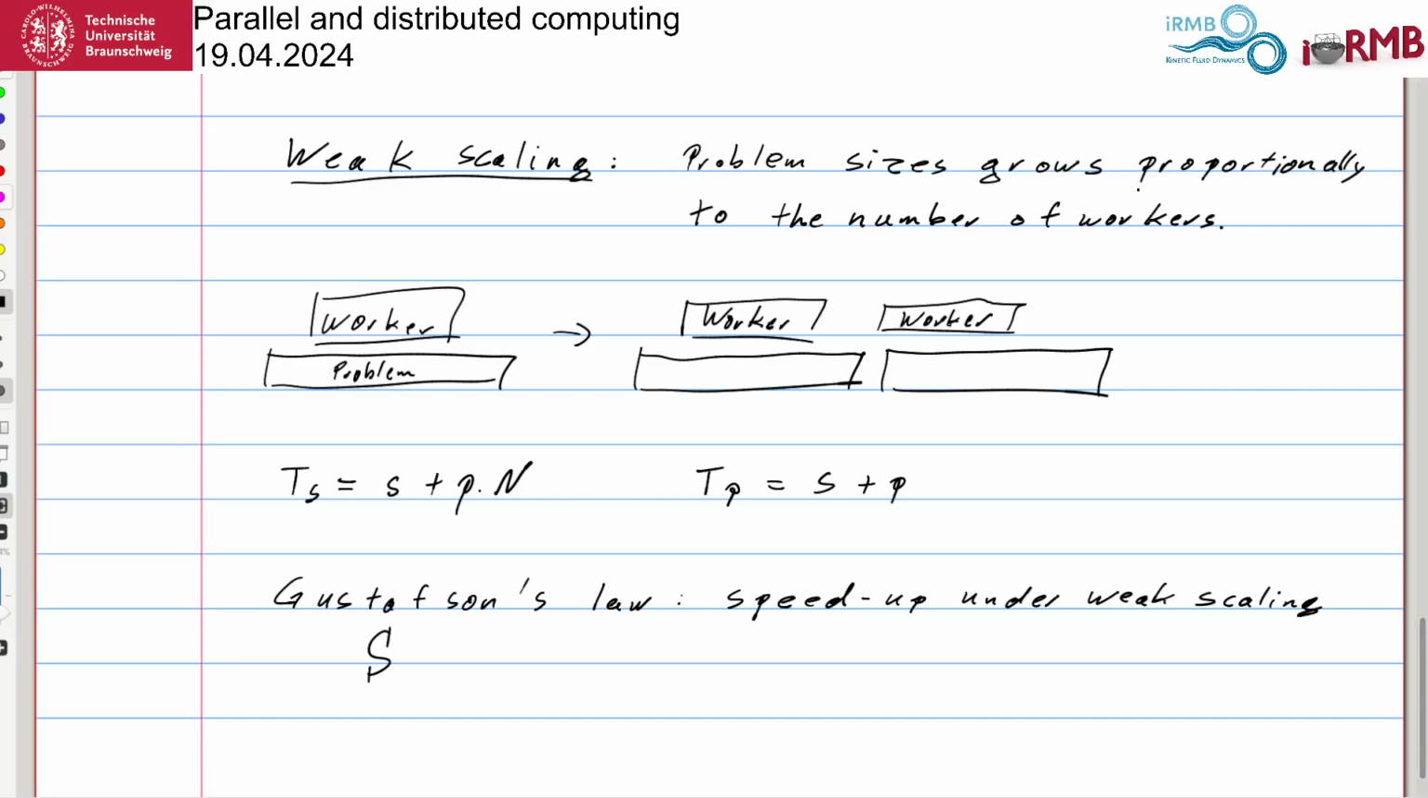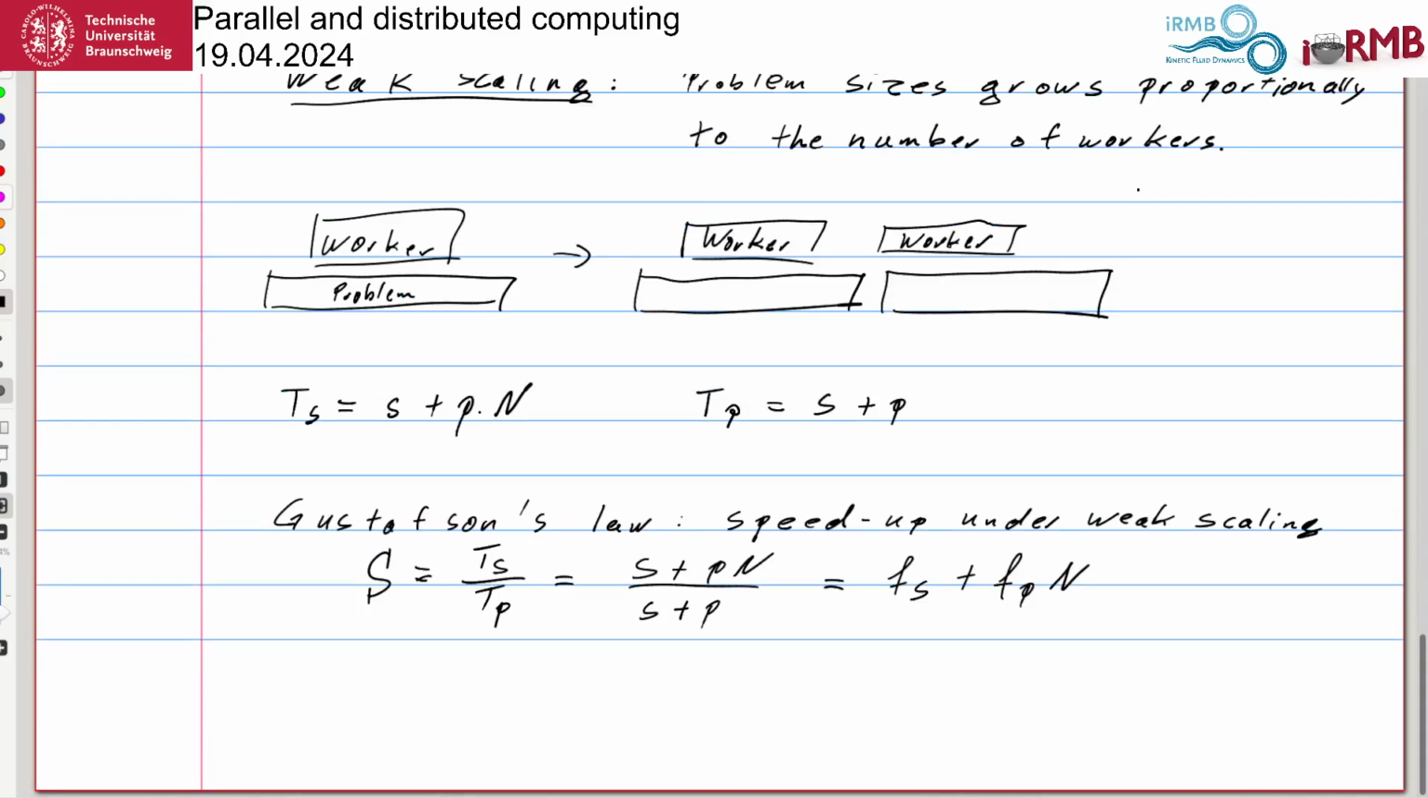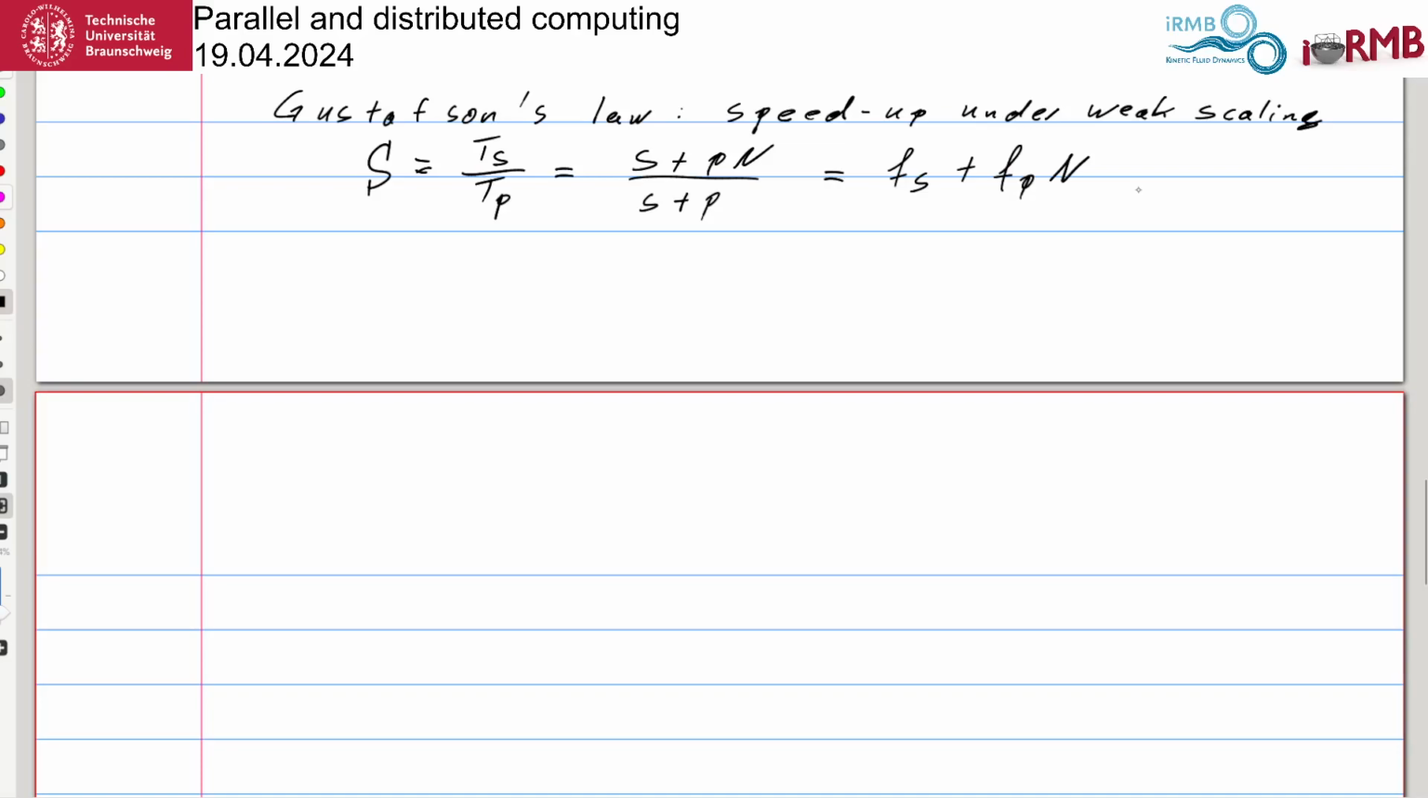So here we have S, it's the same letter, speed up, S, is again the serial time divided by the parallel time. And this would now be s plus p n divided by s plus p. And also here we have again a serial fraction and a parallel fraction, which you can rewrite as Fs plus Fp times n. And now if I go to the next page and you go to the limit, n to infinity of this speed up is the same as the limit n to infinity Fs plus Fp n.